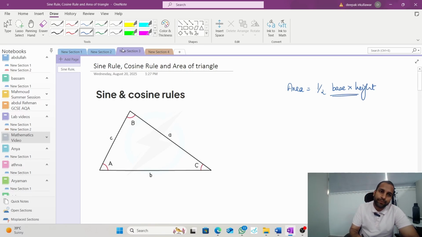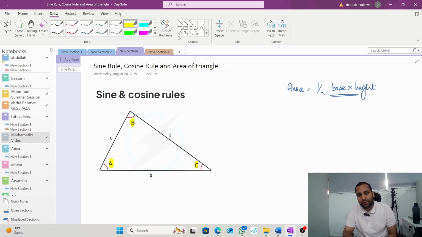So suppose your triangle is something like this, where A, B and C are the angles and none of these angles is a right angle, then how will you find it? In that case you can use your sine rule and cosine rule. So let us begin with the sine rule and cosine rule. First things first, let us understand what is sine rule.